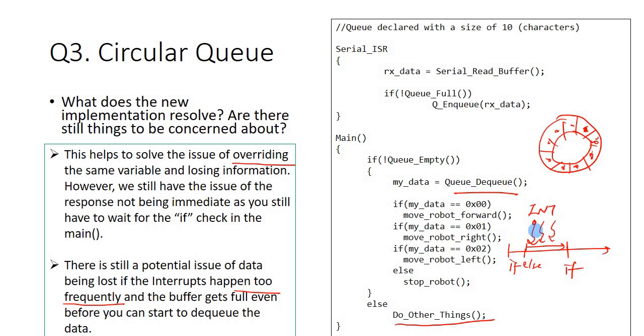I would have dequeued the first data, and I would have processed it over here. But after processing it, I would have gone and done other things. There are still other commands in the queue that have not yet been processed. So this if statement only processes one data item in the queue at a time. Even though many interrupts may have happened, I'm still processing them one at a time. This is another issue you may want to deal with in the way you write your code.